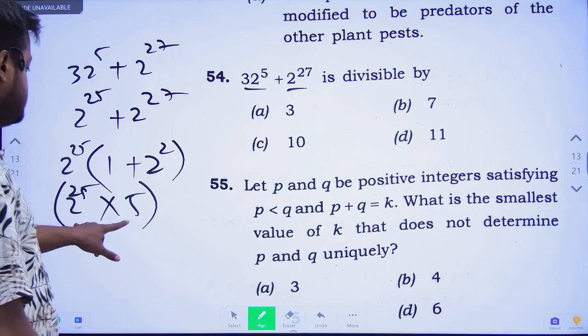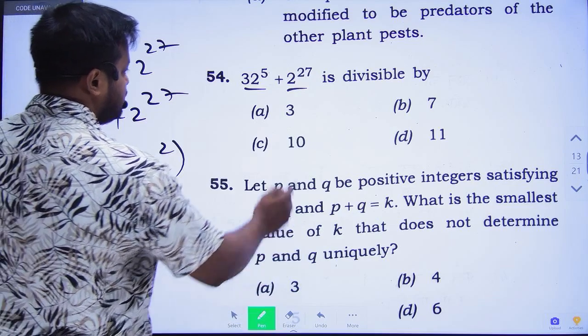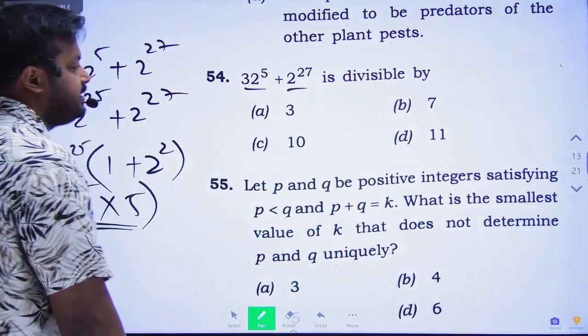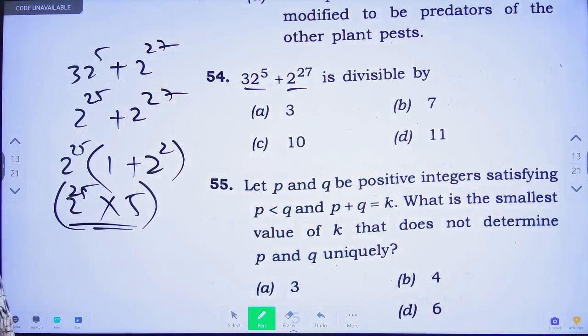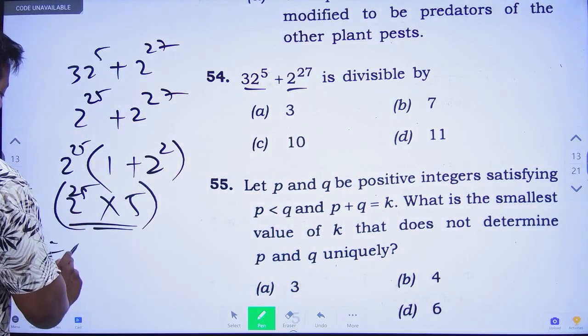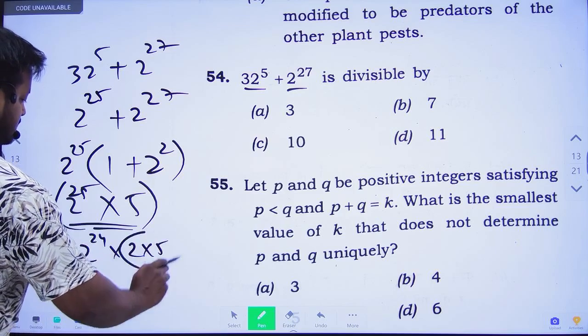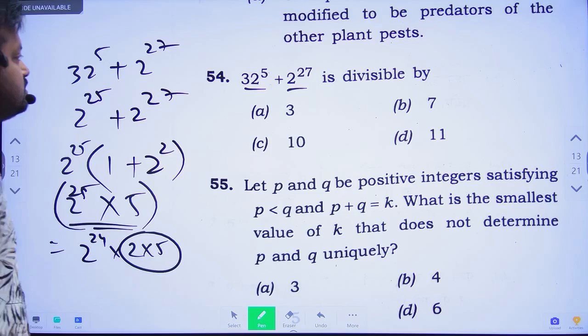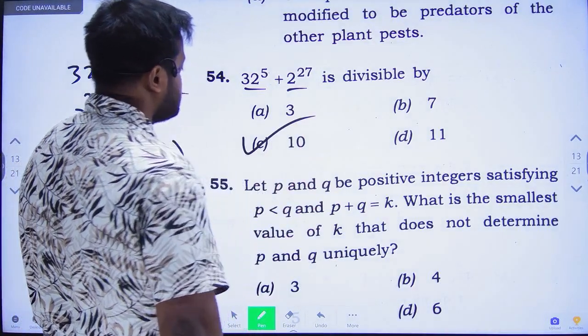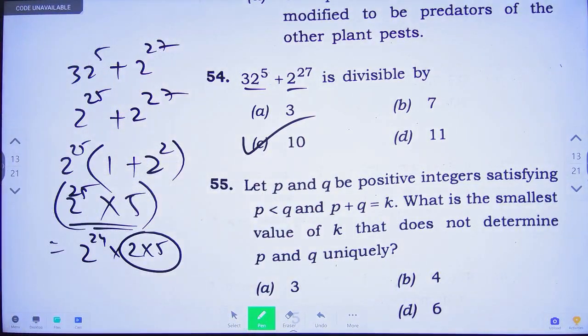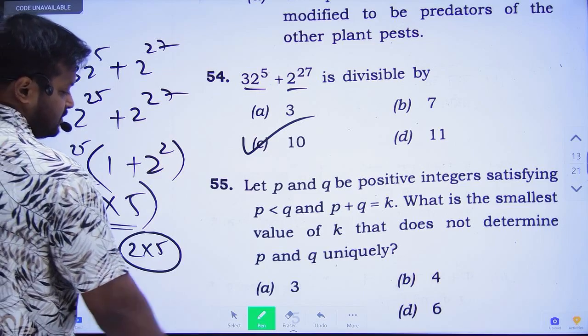Okay, this number is a multiple of 3 or 7 or 5, 10 or 11. It is clearly visible from here. I can write 2 to the power 24 into 2 into 5. Right, this is a multiple of 10, so this is divisible by 10. Option C is correct. Fine, option C is correct.